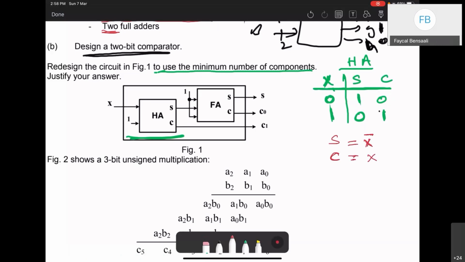So basically I have X. I will just take X bar, and I will get my S here, this S. And then the C is basically just equal to X. So this is C. So I need just an inverter here instead of using a half adder. Right, if I move now on to the next one, the full adder.